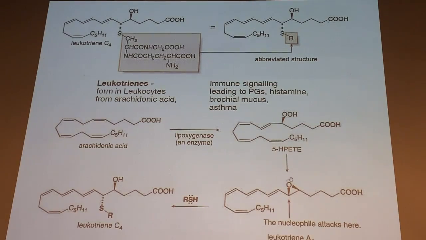Epoxides in nature can be opened up by different types of nucleophiles. This is one in the leukotrienes, which are similar to the prostaglandins.